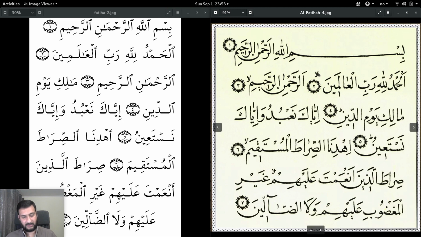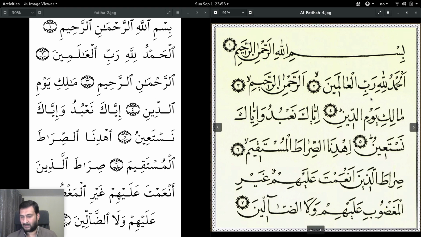On the right, you see an example of Nastaliq. On the left, you see an example of Naskh. Both are examples of Surah Fatiha. So you see here in Naskh, you have all the letters appearing at the same level, even here.